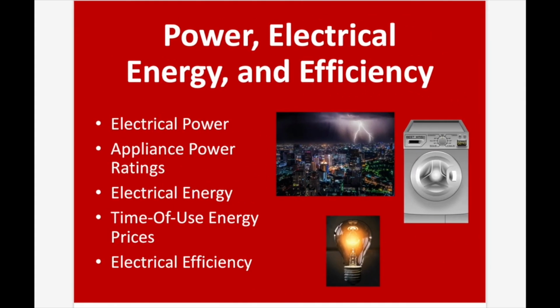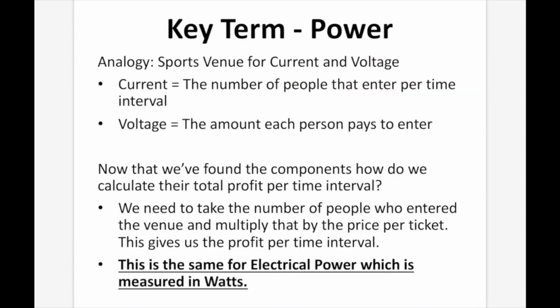Power, electrical energy, and efficiency. In this lesson, we're talking about electrical power, appliance power ratings, electrical energy, time of use, energy price, and electrical efficiency. So the analogy we can use for power is our sports venue for current and voltage. For current, it would be the number of people that enter per time interval, and voltage would be the amount each person pays to enter.